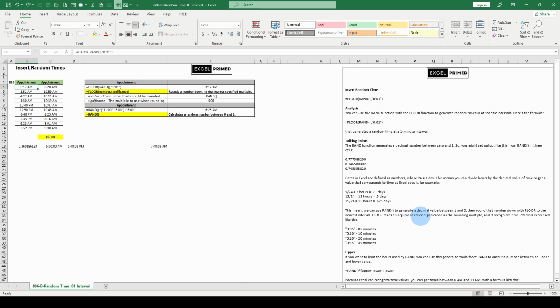FLOOR takes an argument called significance. Here's the significance as the rounding multiple, and it recognizes the time interval expressed like this: 5 minutes, 10 minutes, 35 minutes. So if you change this to 5 minutes, we're going to get intervals of 5 minutes. The RAND function is picking a number, and then it's converted over.